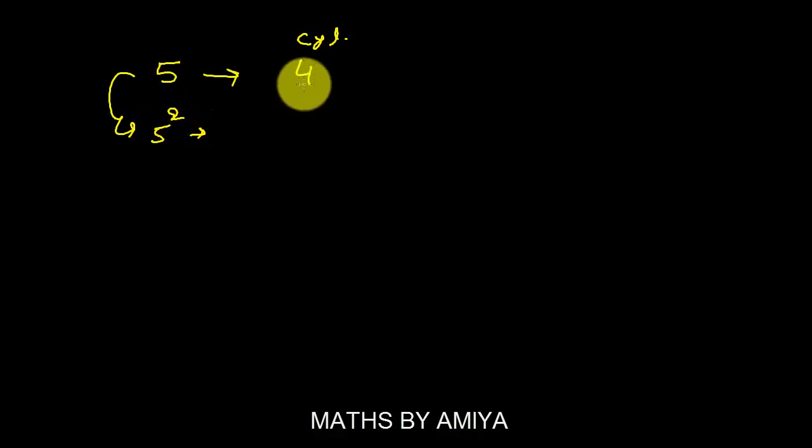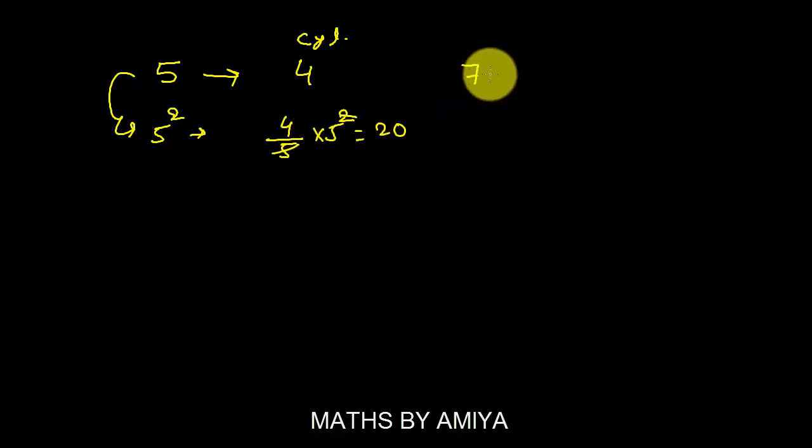For the 5, cyclicity is 4. Then what is the cyclicity for 5 square? We can use the unitary method if we have the same type of prime. For the 5, we have 4. For the 1, we should have 4 by 5. For the 5 square, we have 5 square multiplication. That is nothing but 20.